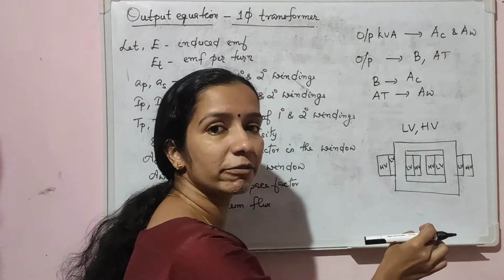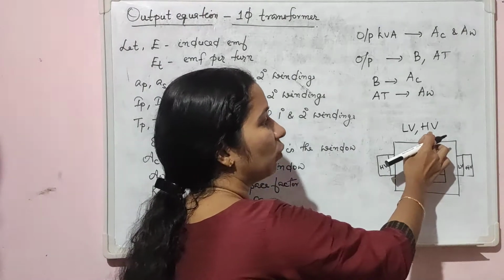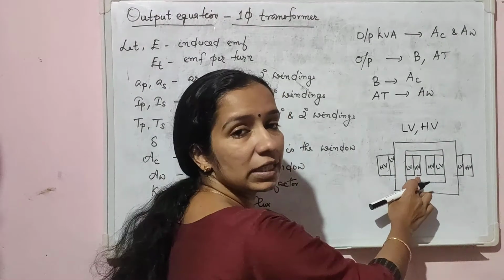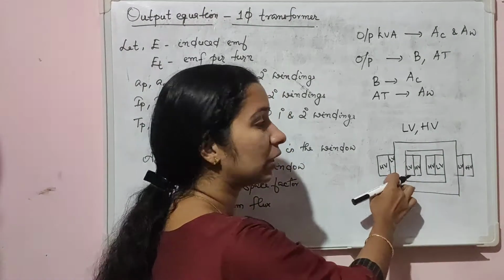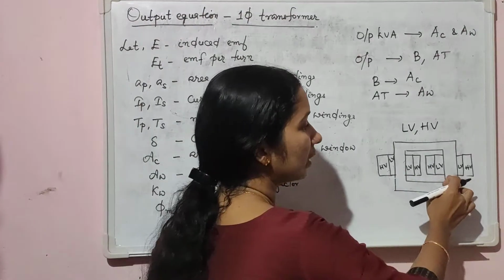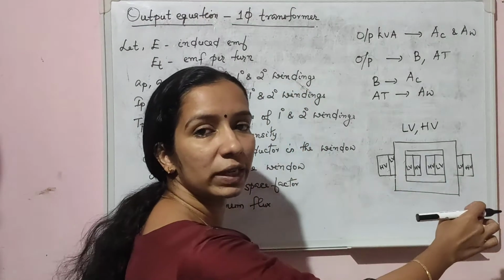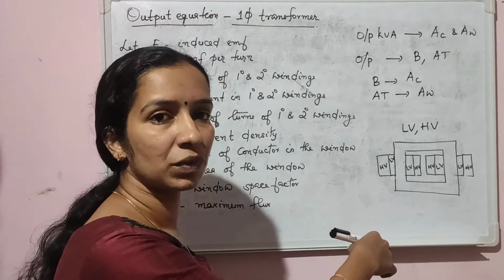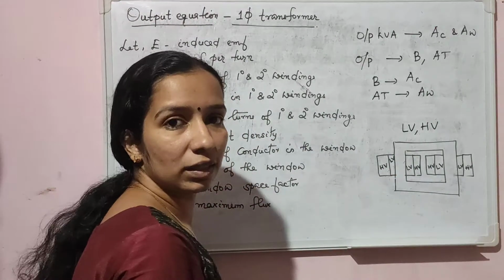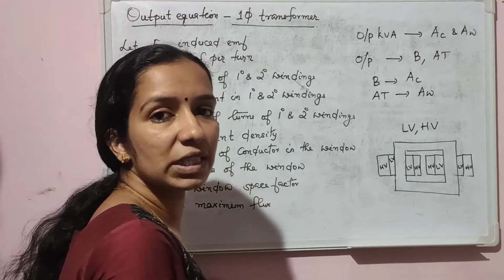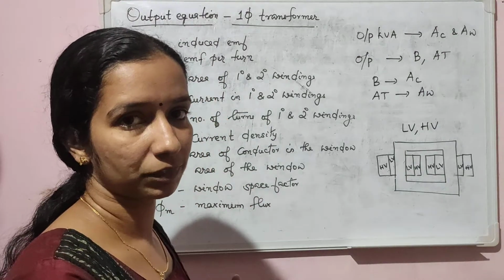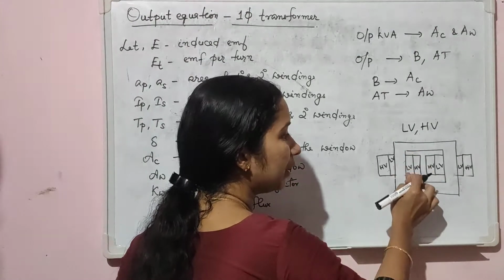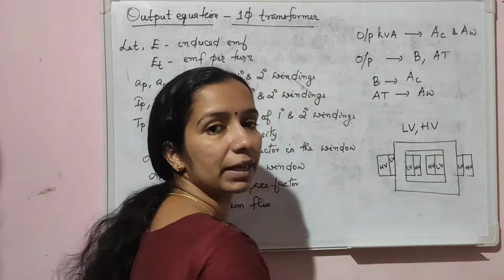Similarly, the high voltage windings also. One half of the high voltage winding is on one limb on top of the low voltage winding, and remaining half of the high voltage winding is on the other limb on top of the low voltage winding. So windings are wound in this way in order to reduce the insulation requirements. So this is the window of a single phase core type transformer.